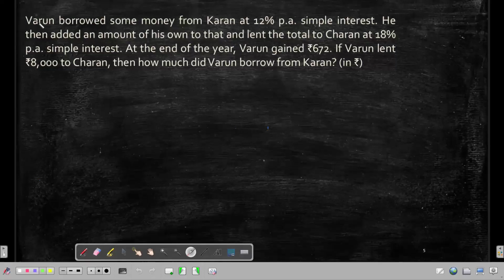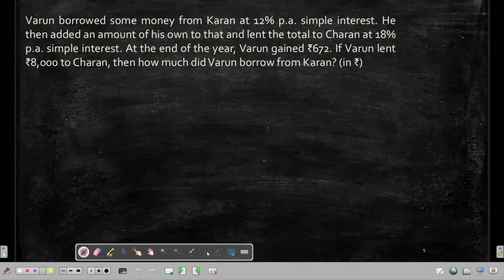Take a look at the next question. It's given Varun borrowed some money from Karan at 12% per annum, simple interest. He then added an amount of his own to that and lent the total to Charan at 18% per annum, simple interest. At the end of the year, Varun gained rupees 672. If Varun lent 8,000 to Charan, then how much did Varun borrow from Karan?